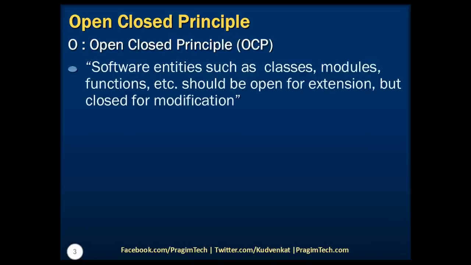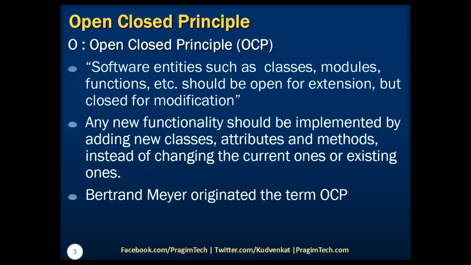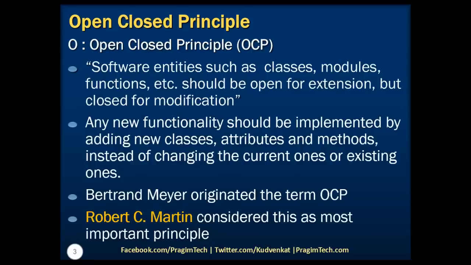In object-oriented programming, the open-closed principle states that software entities such as classes, modules, functions, etc. should be open for extension but closed for modification, which means any new functionality should be implemented by adding new classes, attributes, and methods instead of changing the current or existing ones. Bertrand Meyer is generally credited for having originated the term open-closed principle, and this principle is considered by Bob Martin as the most important principle of object-oriented design.